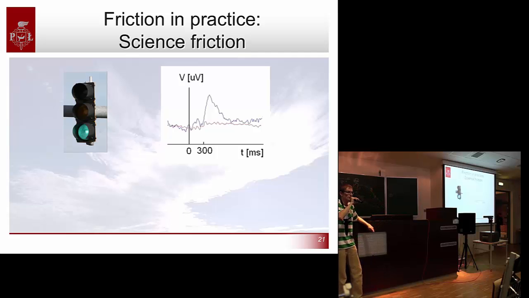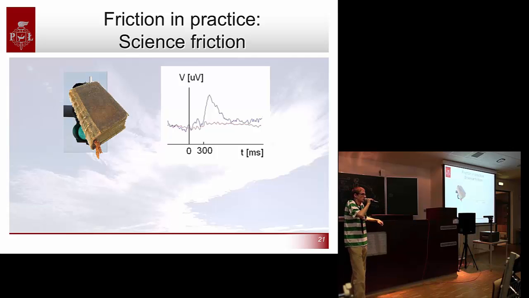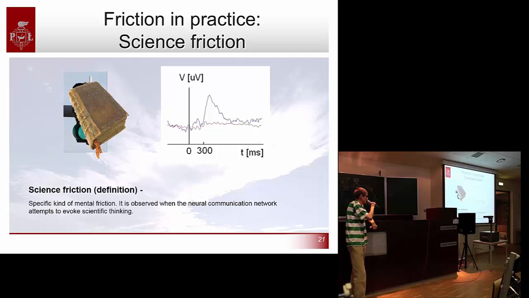In my institute, the Institute of Electronics, we decided to make an experiment. We put electrodes to the human brain of a student, and we told him that he needs to expect an exam, and he needs to expect that we are going to show him a book. There was no P300 symptom. Science friction is a specific kind of mental friction. It is observed when the neural communication network attempts to evoke scientific thinking.